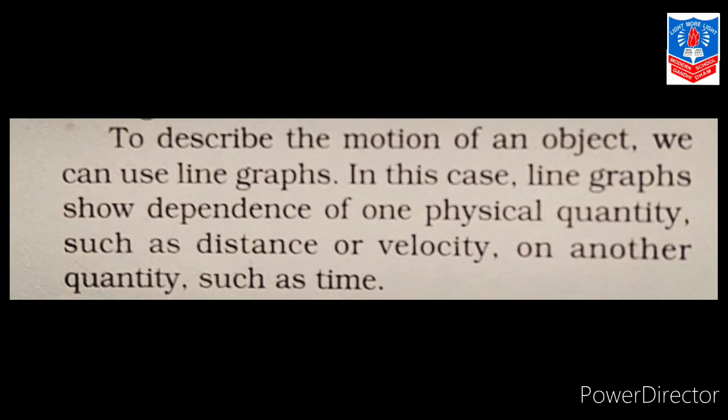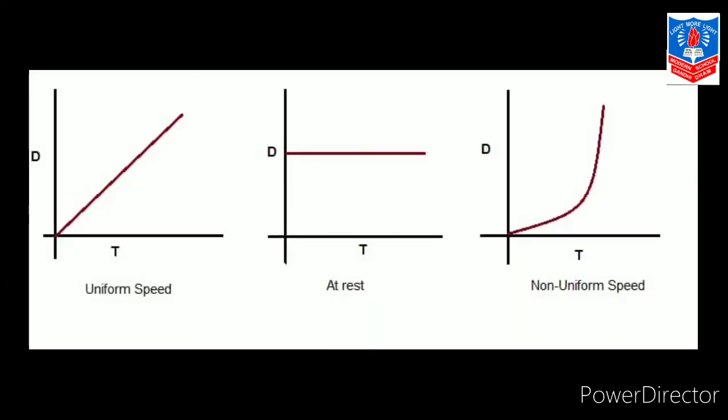इन दिस केस, line graphs show dependence of one physical quantity such as distance or velocity on another physical quantity such as time. Okay, distance या velocity का हम लोग time के respect से ग्राफ बना के देते हैं. मतलब अभी हम लोग दो तरह के ग्राफ्स पढ़ने वाले. One is distance time graphs and another is velocity time graphs. Okay, let us go for now graphical representation of motion. Our first type of graph which we are going to study is distance time graphs.